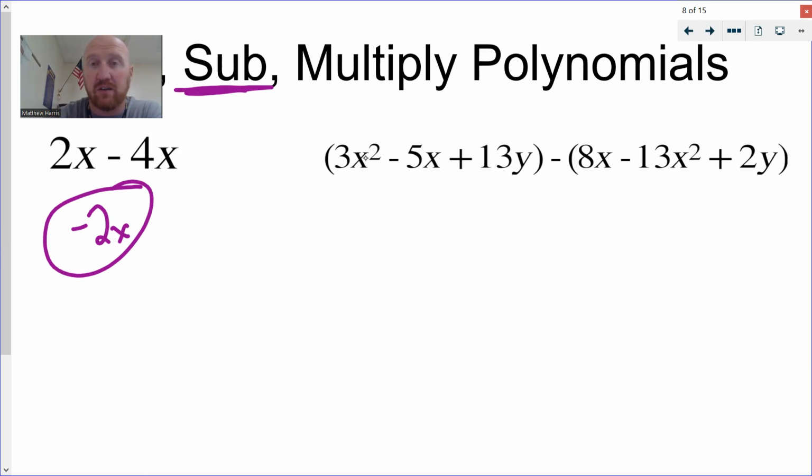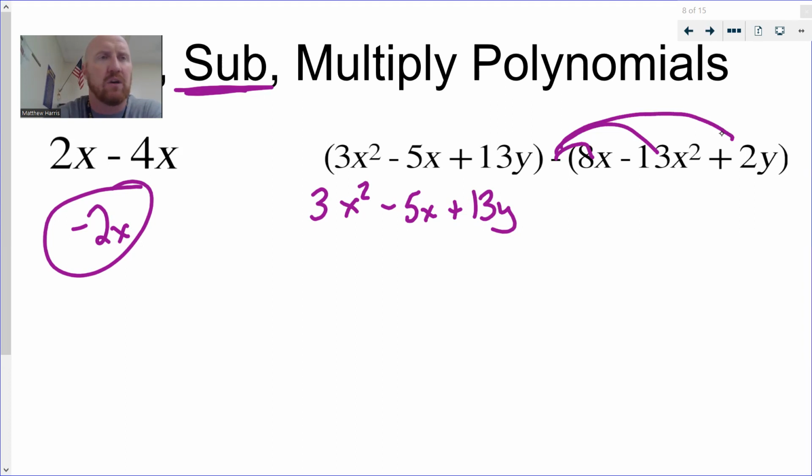So when we have this, if we look at this first one, we're just going to rewrite it without the parentheses: 3x squared minus 5x plus 13y. We got rid of the parentheses because there's nothing to distribute there. The trick here is when we see this minus sign, we have to distribute that minus sign through. We're multiplying everything by -1, or basically, you change the sign.